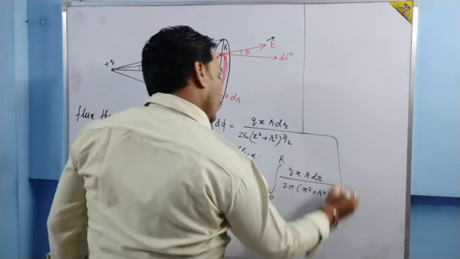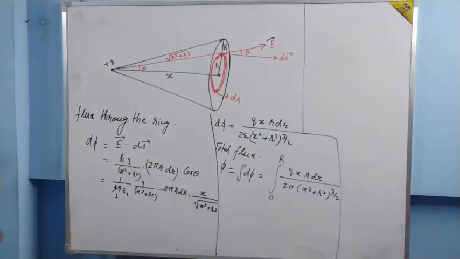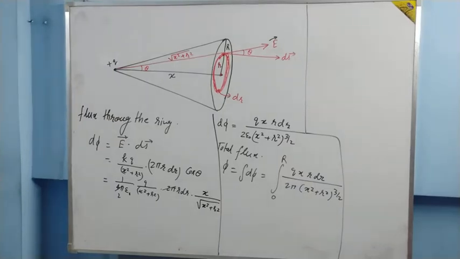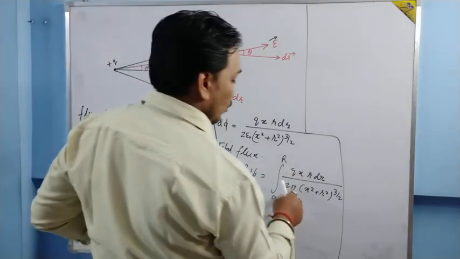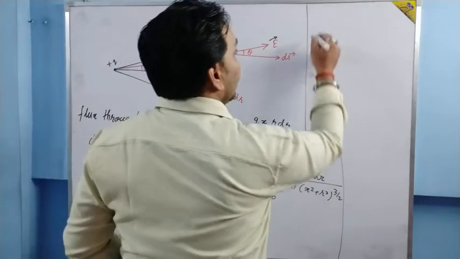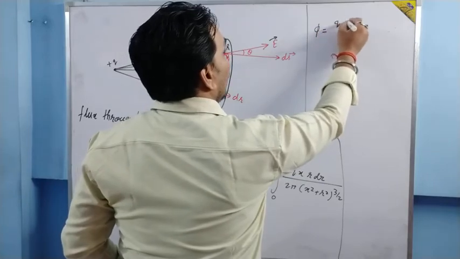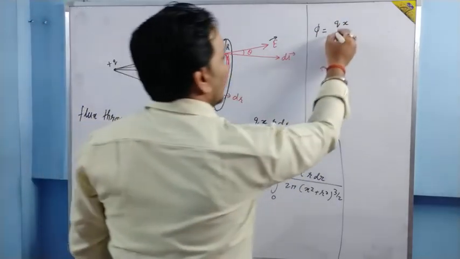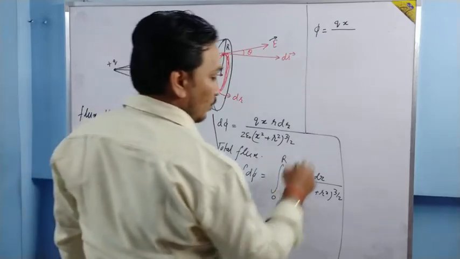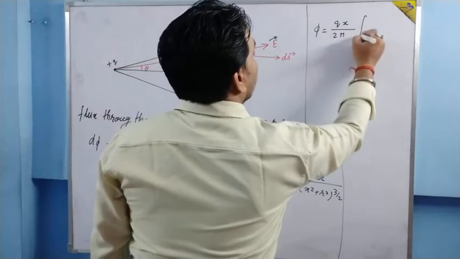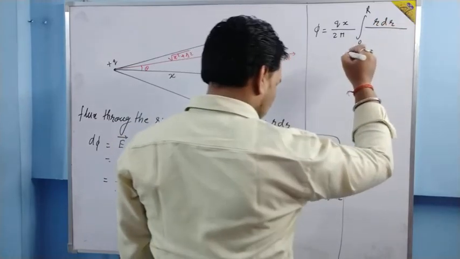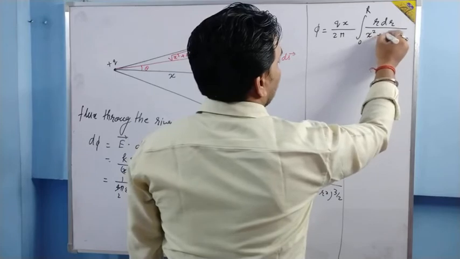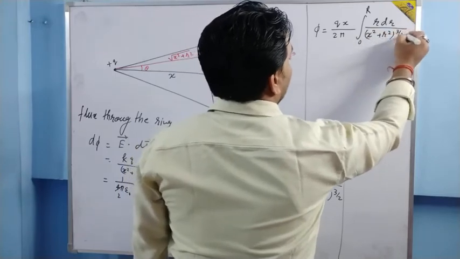Now we have to integrate it, right? For integrating it, just see, q, x, 2 epsilon naught are constant, they will be out of the integration. So phi will be q, x is fixed, it is not changed, upon 2 epsilon naught, these are the constants, integral 0 to R of r dr upon x square plus r square to the power 3 by 2.